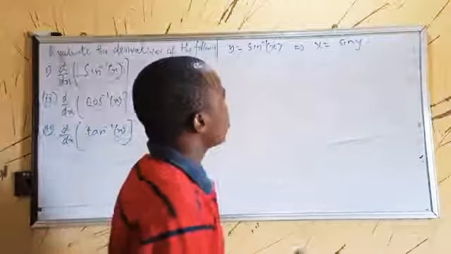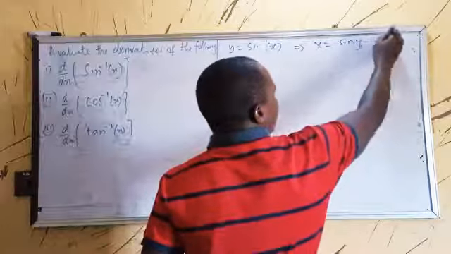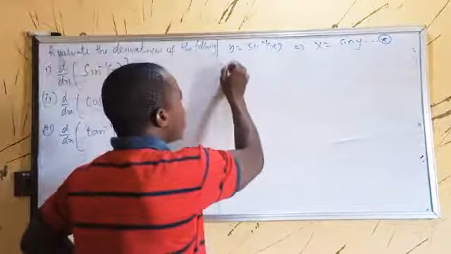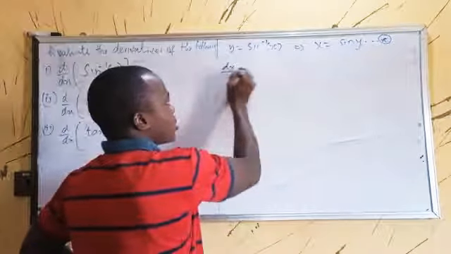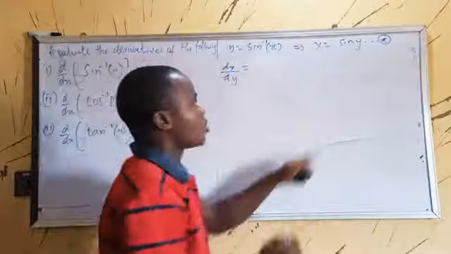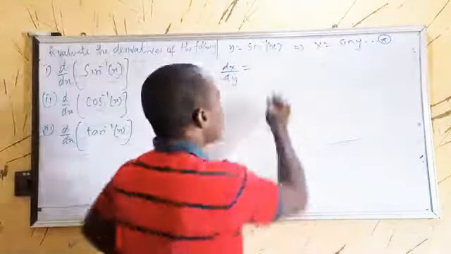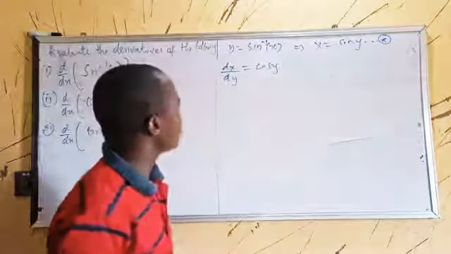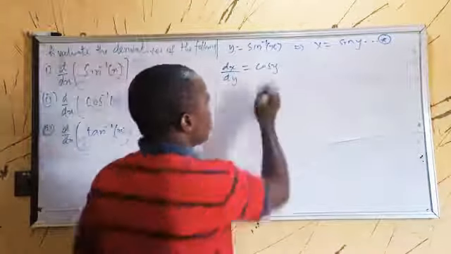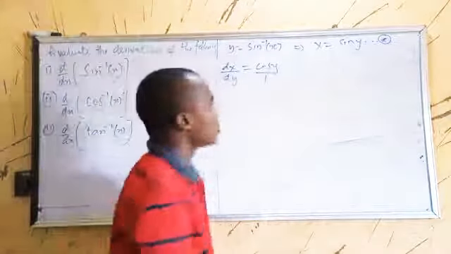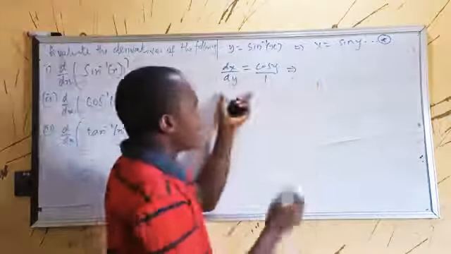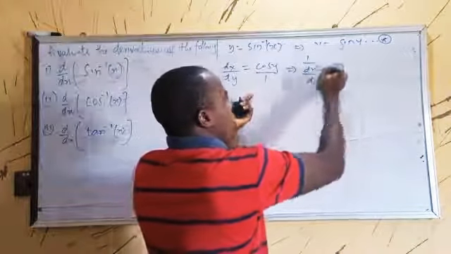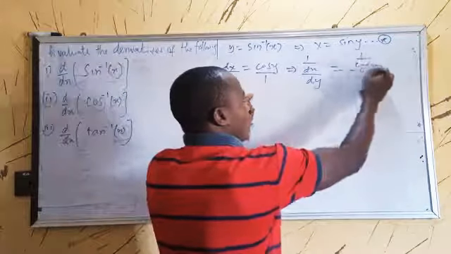Now we are going to find the derivative of this with respect to x. So getting the derivative of this, we have dx over dy equals the derivative of sine y, which is cos y. Now, from here, this is actually cos y divided by 1. So now taking the reciprocal of both sides, that is 1 over cos y over 1.